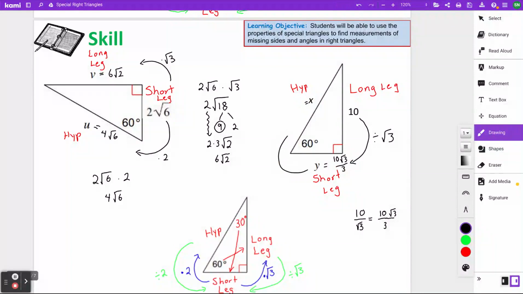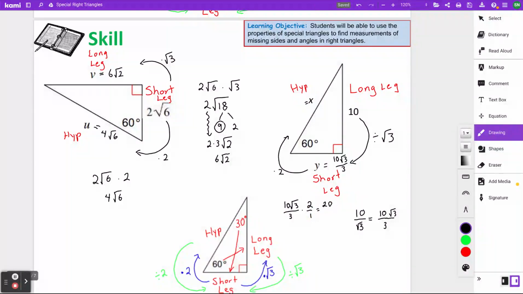From the short leg, we multiply times 2 to get to the hypotenuse. We start off with 10 square root of 3 divided by 3. We need to multiply times 2. To keep it simple, I'm going to make 2 into a fraction by putting a 1 under. We multiply the numbers on the top. 2 times 10 is 20.